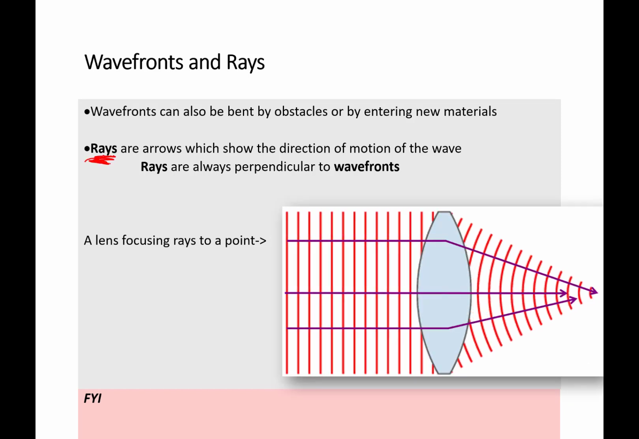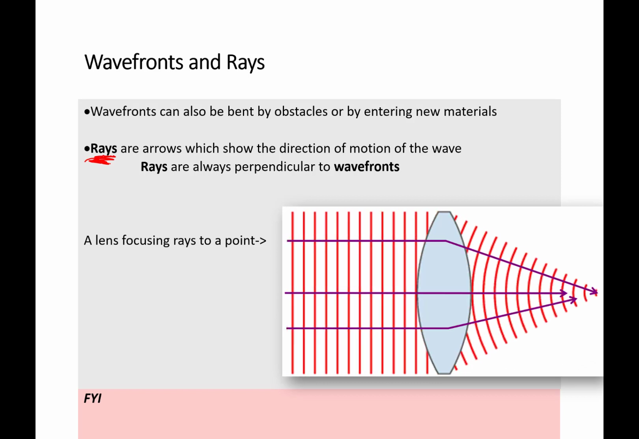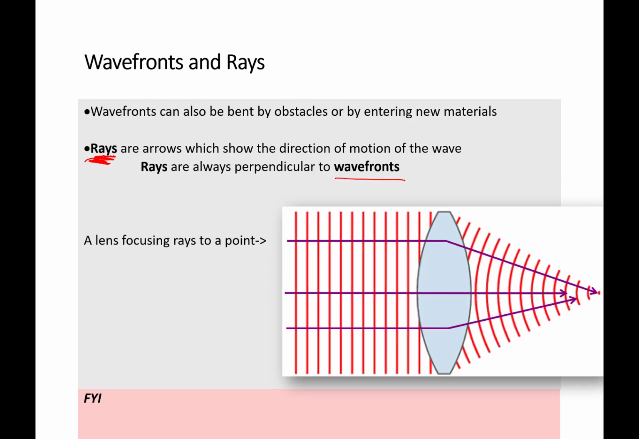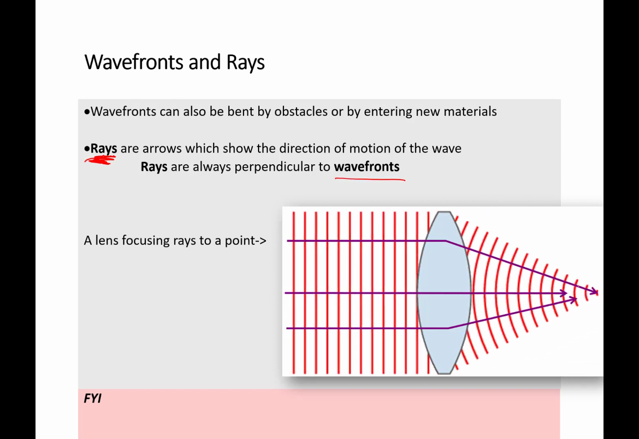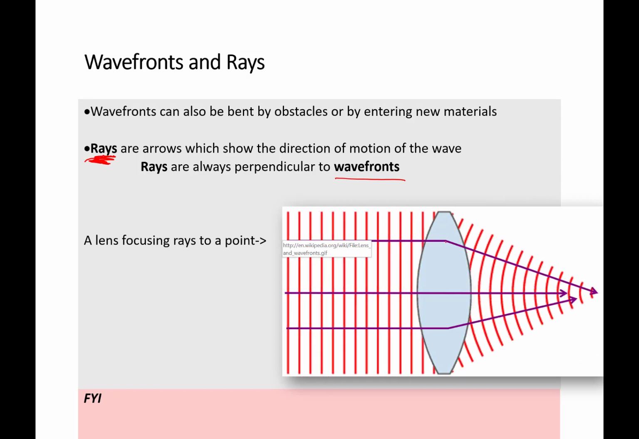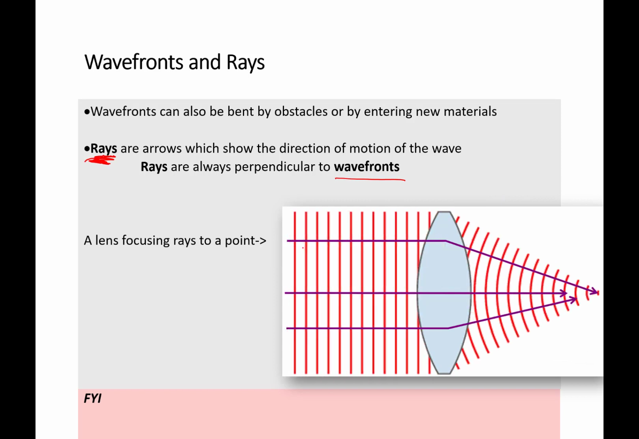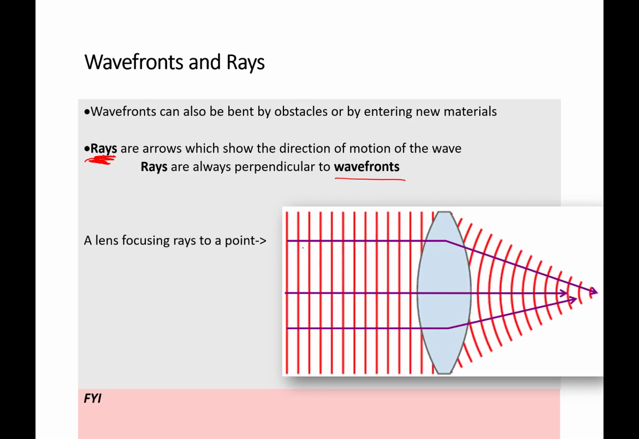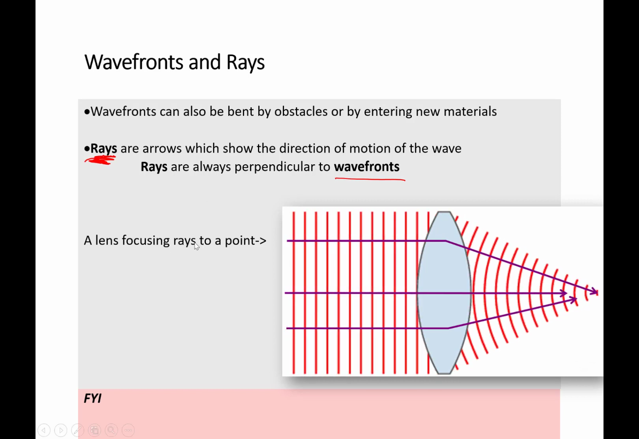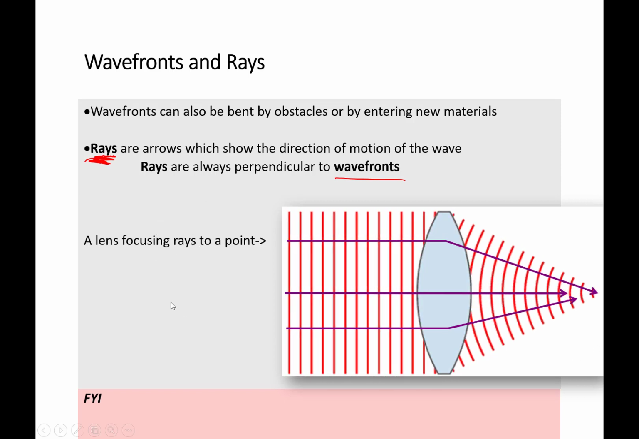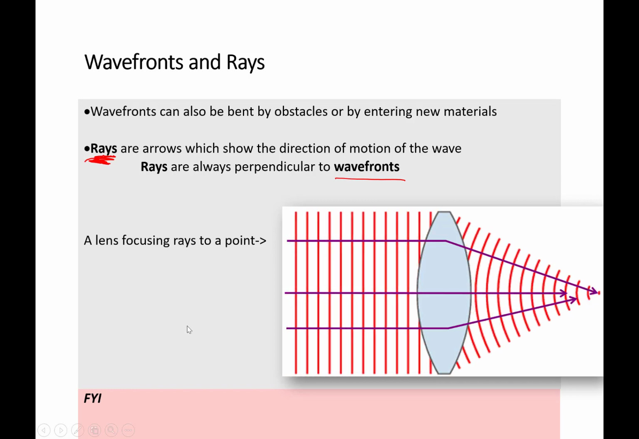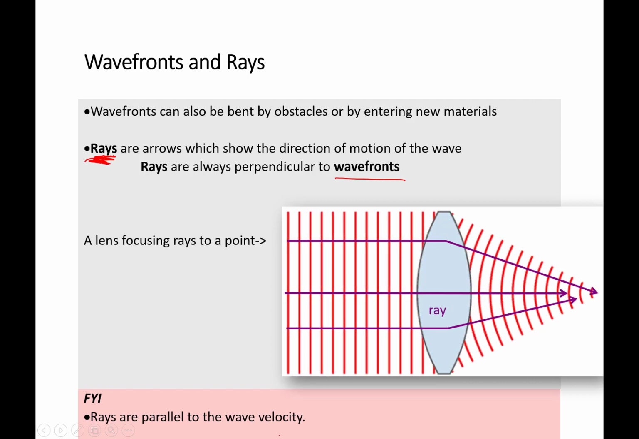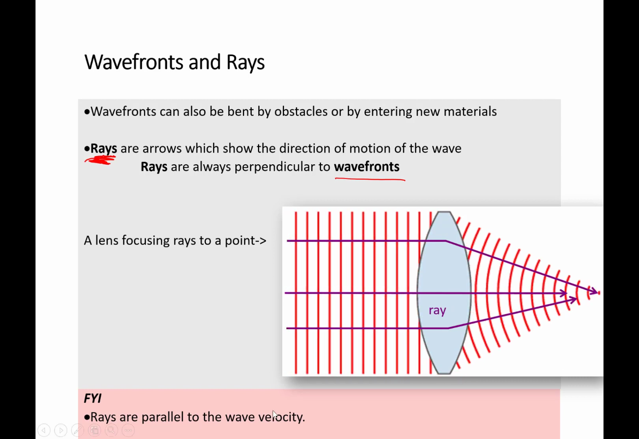Rays are arrows which show the direction of motion of our waves. And rays are always going to be perpendicular to the wavefronts. So here we have our wavefronts in red moving to the right and then being focused to a point, and our rays show us the direction of motion at all points. We're going to use both wavefronts and rays at different points and often together to show us the general motion of the wave. And this is how a lens actually works, by bending our rays or by bending our wavefronts. Rays are always parallel to the wave velocity and therefore perpendicular to the wavefronts.